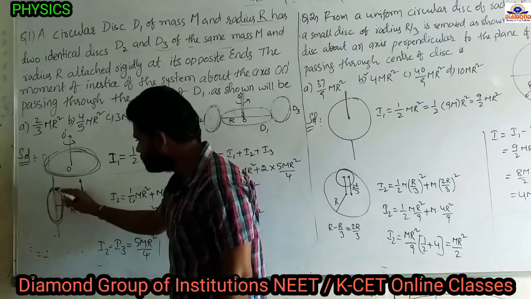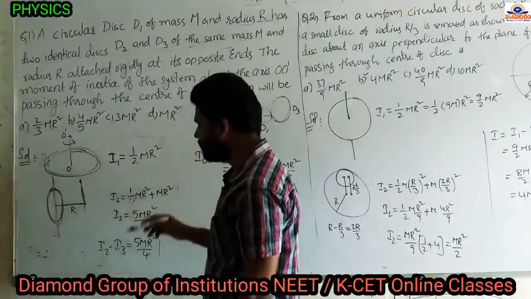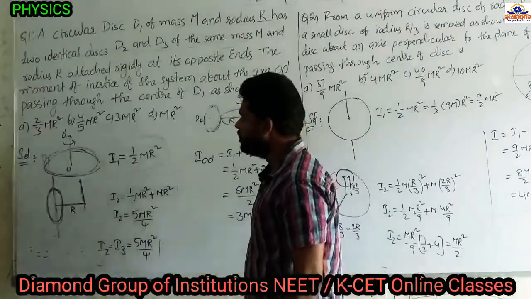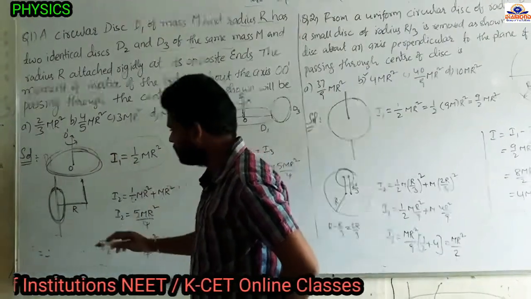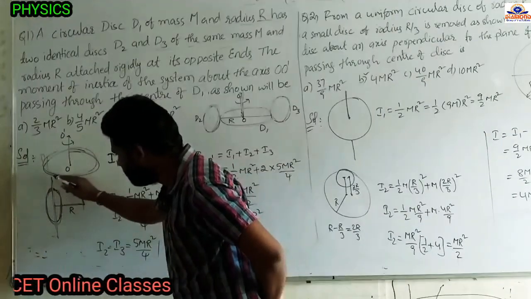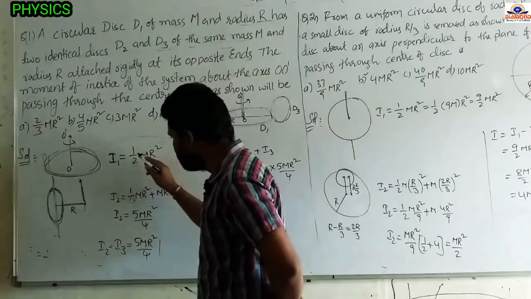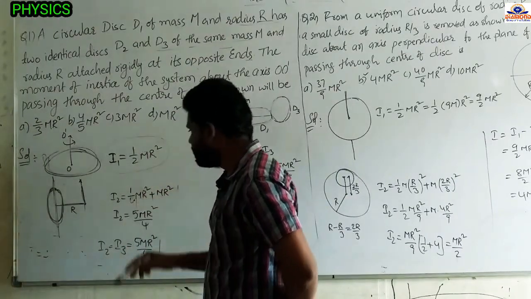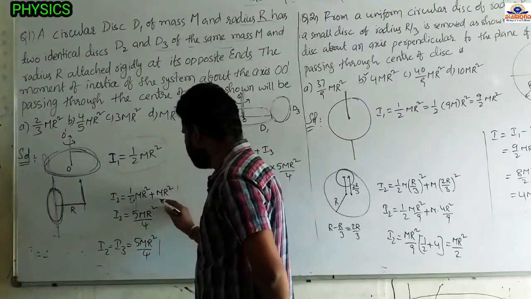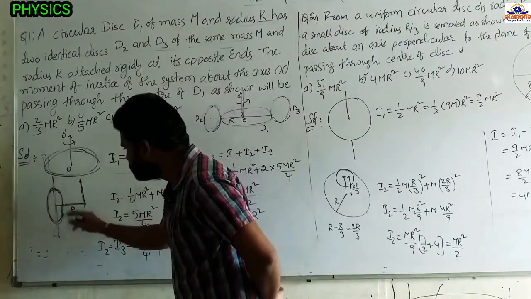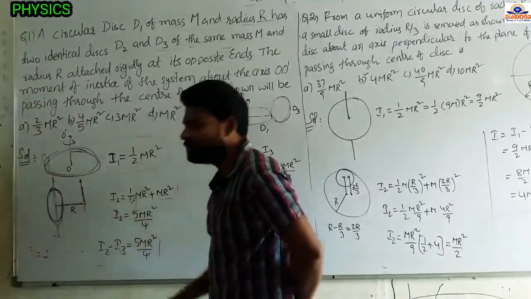With respect to this axis, the moment of inertia is 1 by 4 mr square, we already know the formula. Passing through the center perpendicular to the plane it is half mr square; passing through the center and parallel to the plane, or through the diameter, is half of this, which is 1 by 4 mr square, plus mass into square of the distance between these two axes. The distance between these two axes is nothing but r.